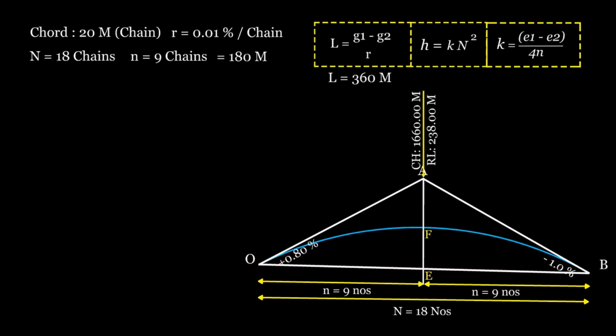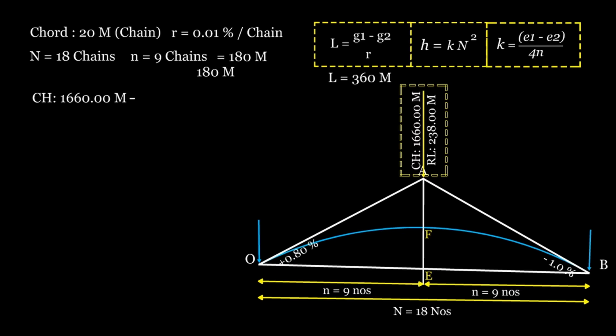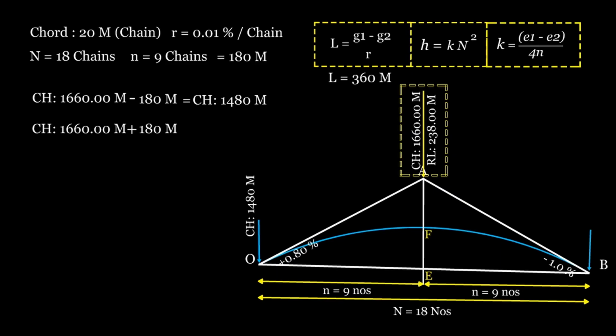Step 2. Fixing the tangent points. The chainage of the intersection point is 1,660 meters. So, the chainage of the first tangent point is 1,660 meters minus 180 meters, which equals 1,480 meters. The chainage of the second tangent point is 1,660 meters plus 180 meters, which equals 1,840 meters.